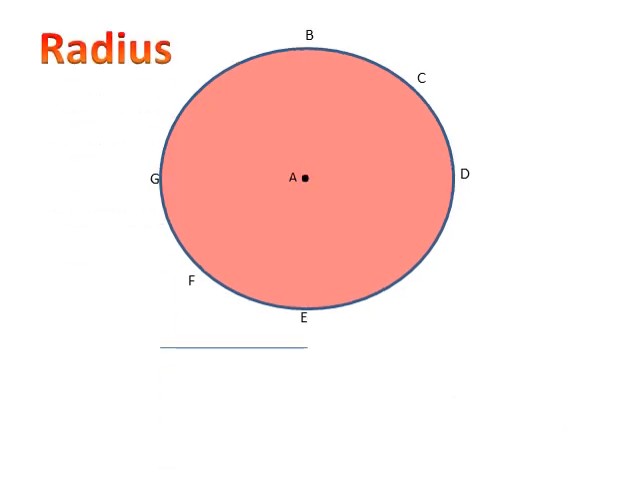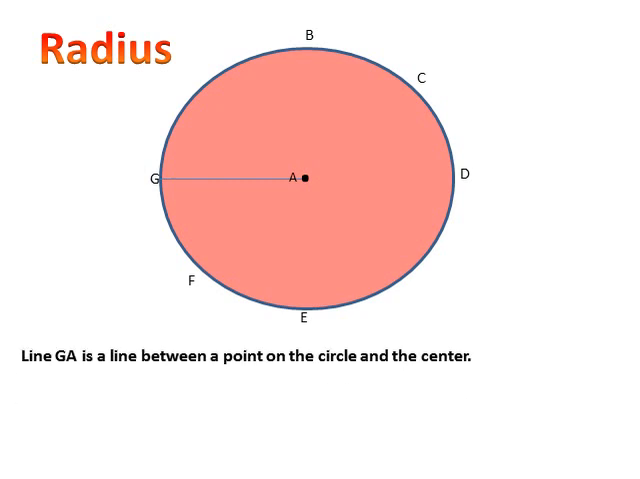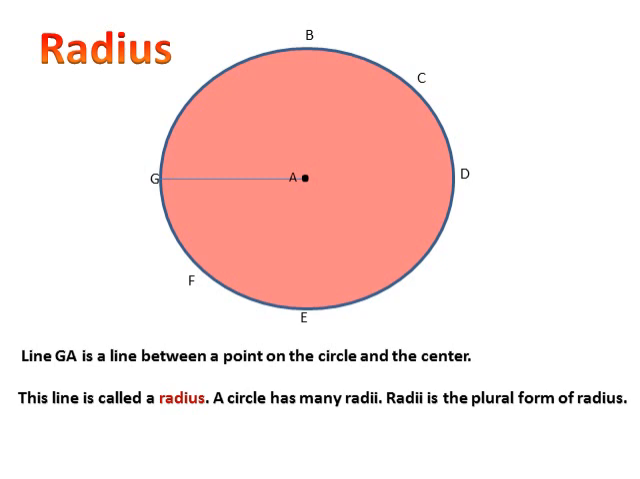What about radius? What is a radius? Let's pick line GA, where G is a point on the circle, and A is the center of the circle. That is the radius. From one point on the circle to the center of the circle, that is called the radius. A circle has many radii. Radii is the plural form of radius. And the lengths of all the radii are also equal.